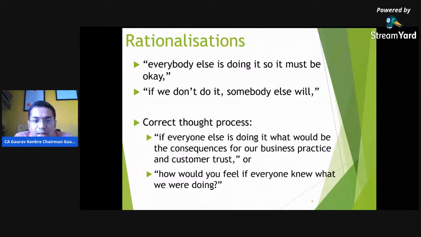So we need to realize that our actions have an equal and opposite reaction and a serious consequence on society at large. The other question we need to ask is: you are doing something right now which you are not comfortable with, but what if everybody knew that you are doing this? How would you feel? Would you be comfortable going to a social gathering or meeting people where people know that you are doing something which is considered to be unethical? That's a simple question which we need to ask every time we are faced with these dilemmas.